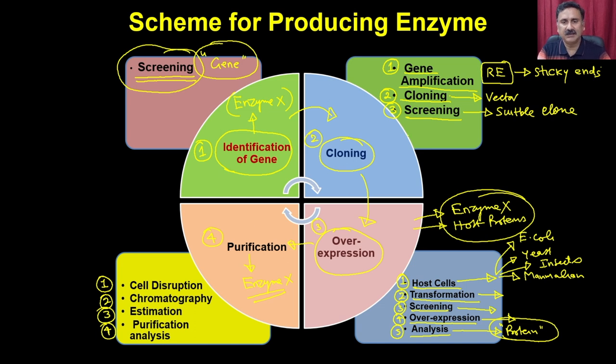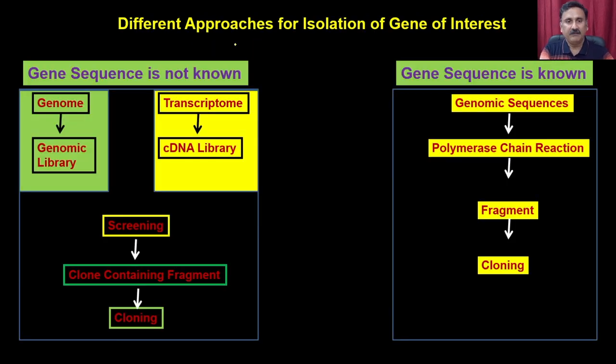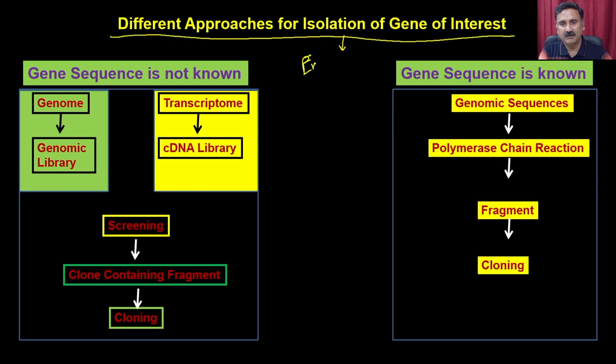So let's start discussing these approaches and these steps one after the other. Today we are going to discuss how you can identify the gene corresponding to the protein X or enzyme X. Now, there are different approaches for isolation of the gene of interest. For example, in this case, we want to identify the gene which is responsible for the enzyme X.